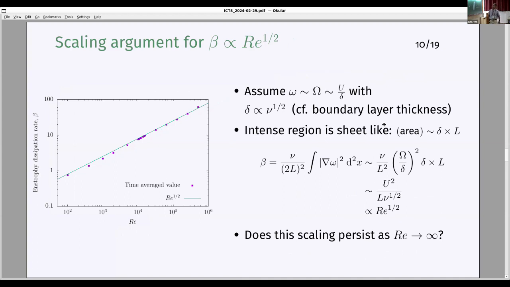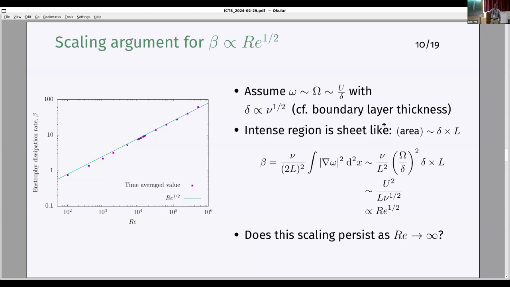Okay, so we have this numerical data. Beta is proportional to the Reynolds number to the 1/2. Now I offer you a consistency argument. Assume our vorticity has some dominant structure. The dominant structure is capital Omega. The capital Omega can be written as u over delta, where u is some characteristic velocity, and delta is some length scale associated with the dominant vorticity.